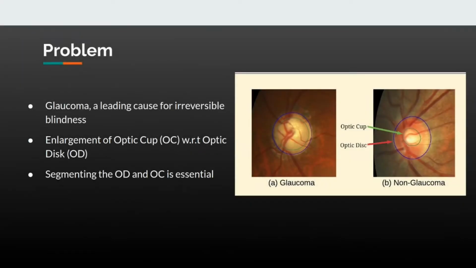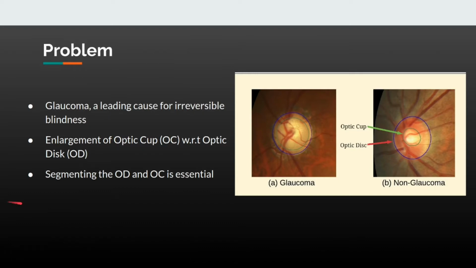So first of all, let's talk about what is glaucoma. It's an eye disease which is one of the leading causes for irreversible blindness around the globe. In the early stages, the patients tend to be asymptomatic, but as the disease progresses, the visual loss also occurs as a result of it. So it becomes very essential and crucial to diagnose glaucoma in its early stages.